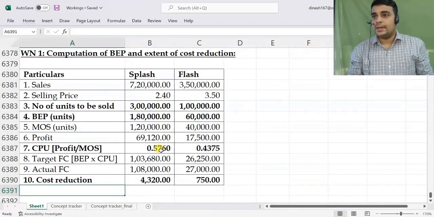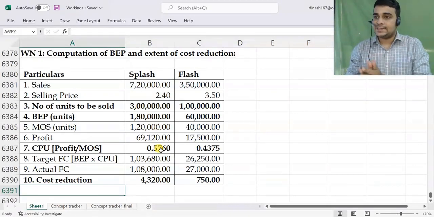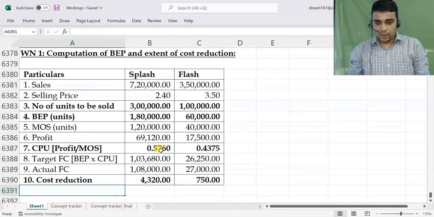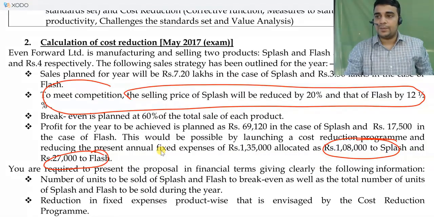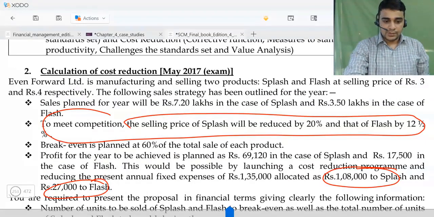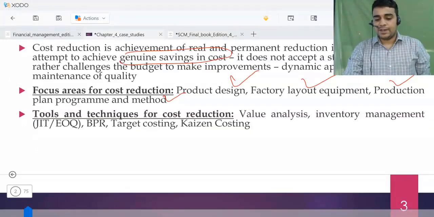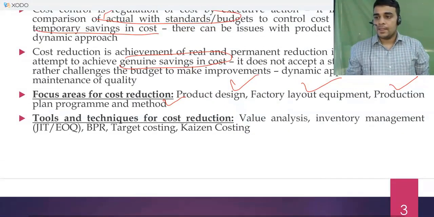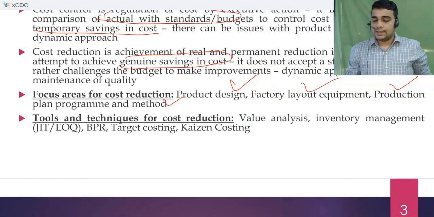Okay, let's now get into target costing, which is the second segment of the chapter. I think one of the most important parts, be it from a theory point of view as well as from problems point of view in this chapter. So let me first explain what is target costing. Then I'll get into the steps and other things.